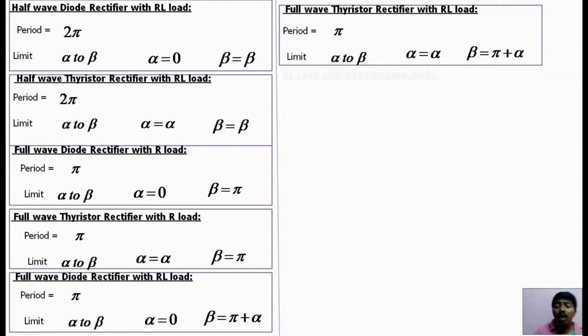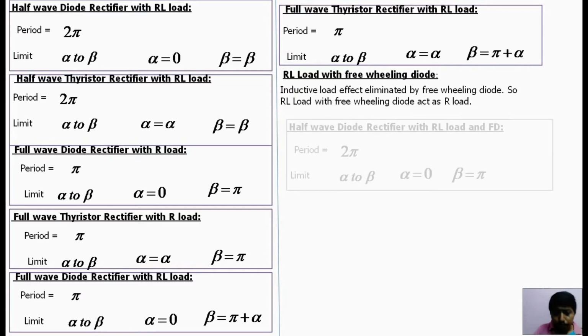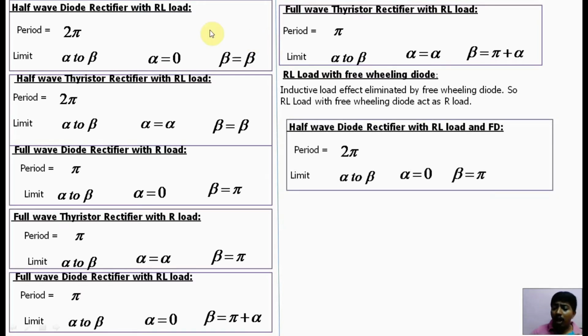Next, RL load with freewheeling diode. If a freewheeling diode is used, the freewheeling diode eliminates the inductive load effect, so the RL load will act as an R load. So for half wave diode rectifier with RL load and freewheeling diode, for half wave the period is equal to 2 pi, diode alpha starts from 0, and RL load beta would be beta, but the freewheeling diode is used. So the freewheeling diode eliminates the inductive load effect, that is equal to R load. So R load means beta is equal to pi.